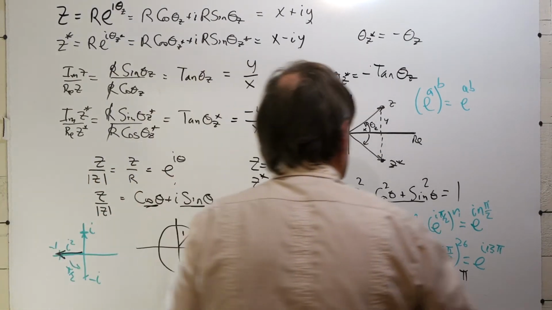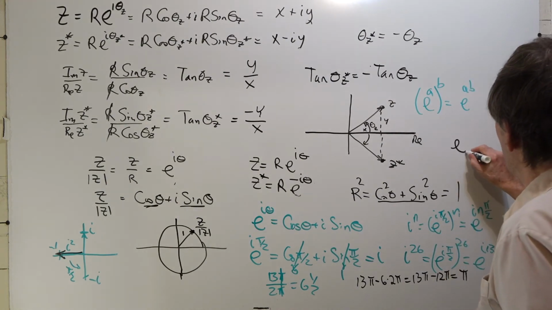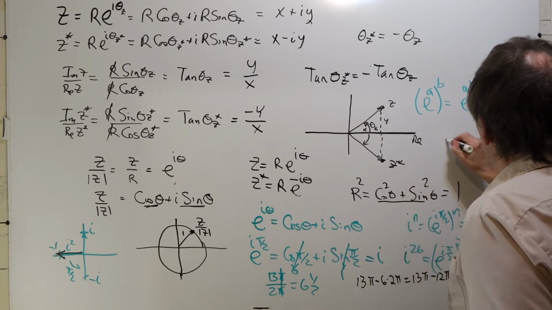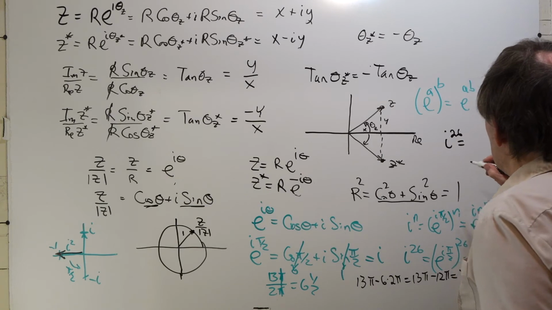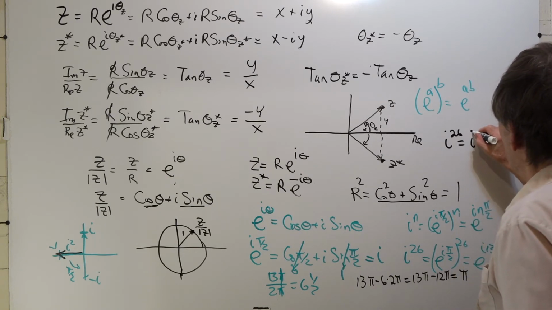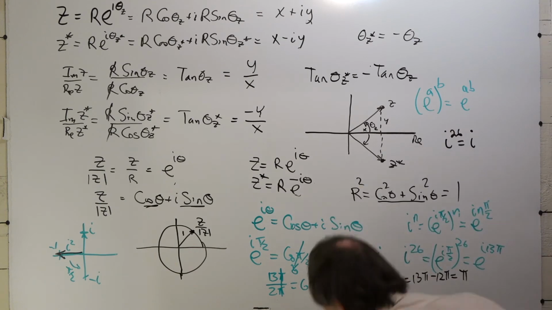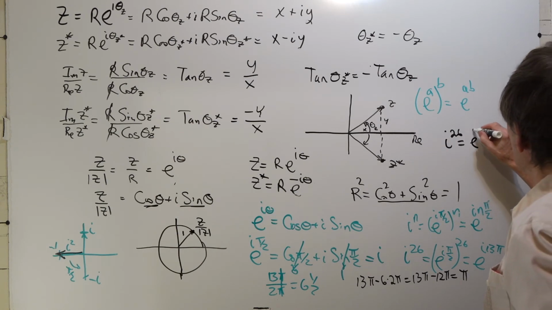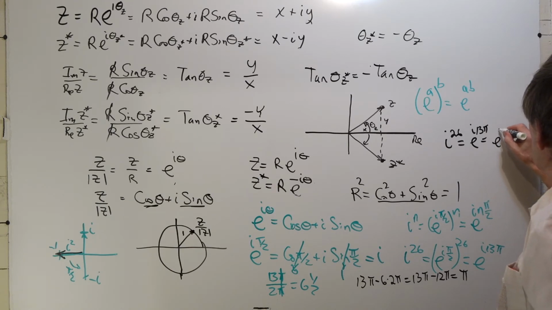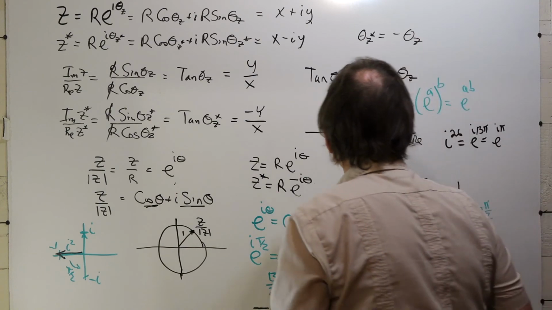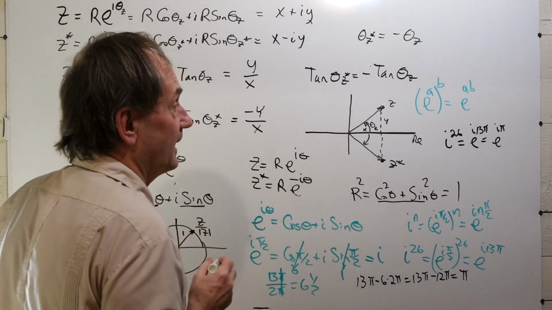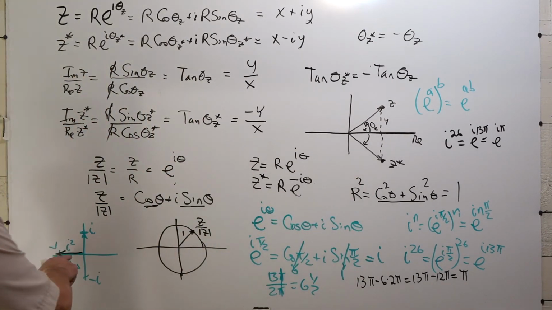So i raised to the 26th power is equal to e to the i 13 pi, which is the same as e to the i pi. Because we subtract off 12 pi from this, it gets us to the same spot. So e to the i pi is just minus 1.